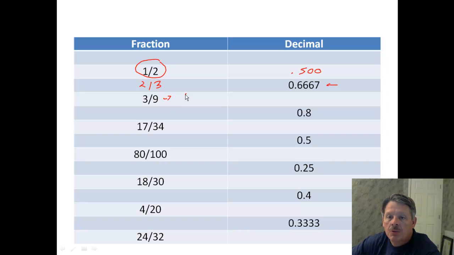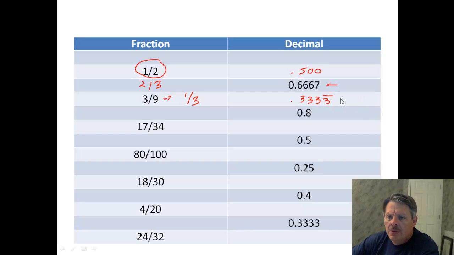3/9, 3 goes into both 3 and 9, so I can reduce that to 1/3. 1/3, again, is one of those that you should recognize. It's 0.33. The 3's go on forever, right? So you can write a line over it if you want to. Or you get to the point where it doesn't matter because you're not going out a million significant digits, so you just say 0.333, right?